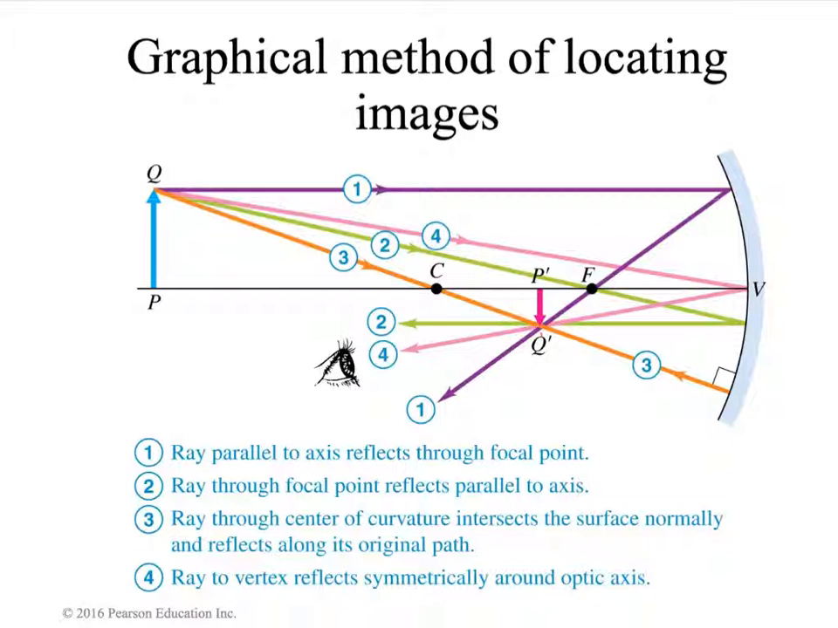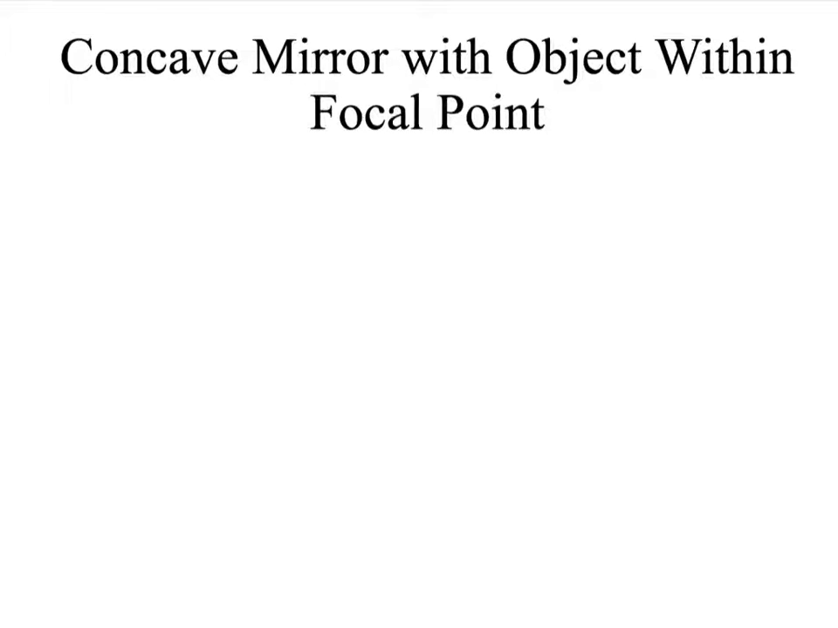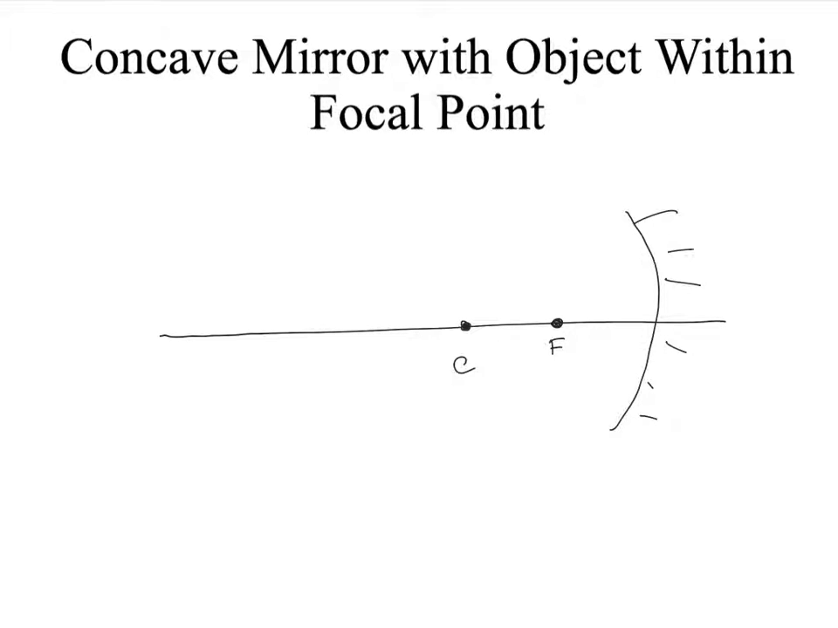I'm going to try to draw for you a picture of what it would look like if we put our object closer to the mirror than the focal point. So again, I'm going to start with my principal axis, my mirror. I'm going to say, here's my focal point, here's my center of curvature. Now, the rays end up being drawn a little bit differently when my object is closer to the mirror than the focal point.